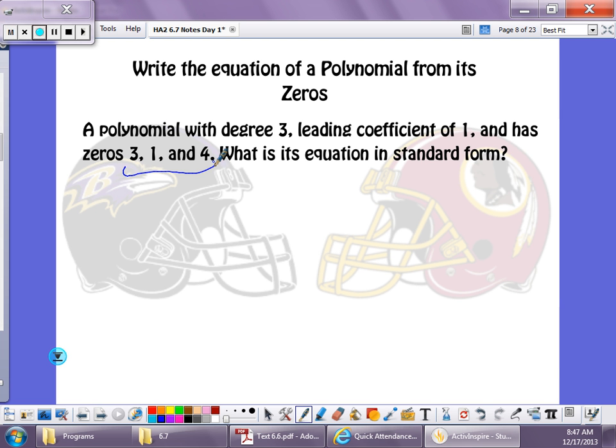So to write it in standard form, all we have to do is first write out what these would be in factored form. So that would be x minus 3, x minus 1, and x minus 4.